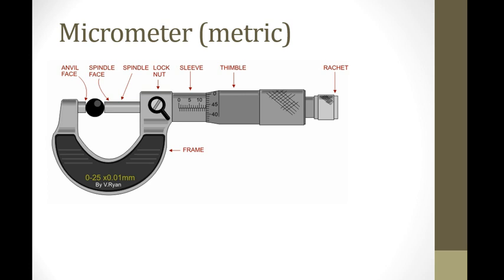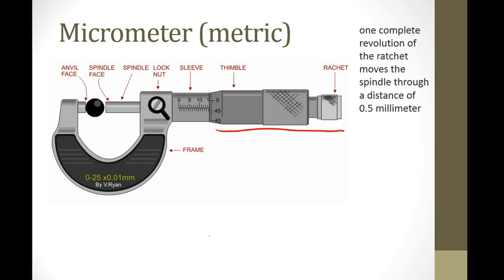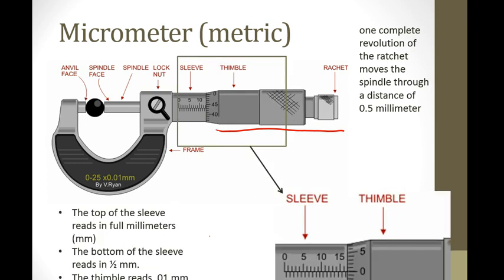Now, what you do with the micrometer is that you are going to gradually twist this thing known as the ratchet, and it moves this long piece known as the thimble. And the thimble rotates, and it gets you incredibly precise measurements for something like this. So one complete revolution of the ratchet moves the spindle a distance of 1/2 of a millimeter.